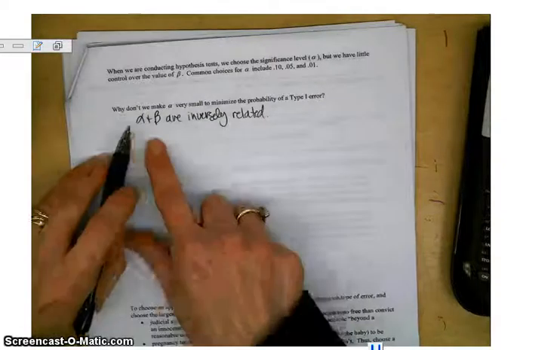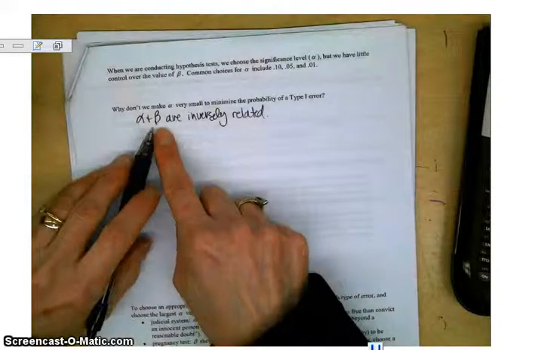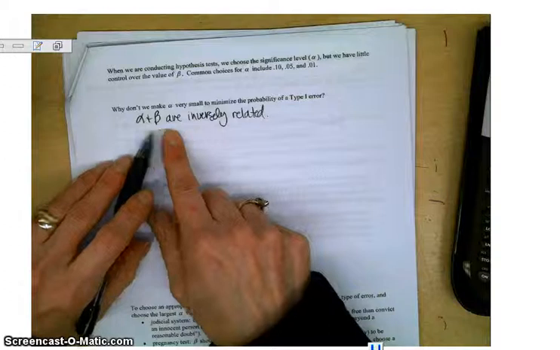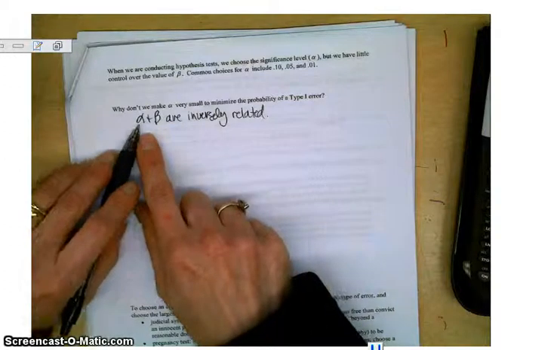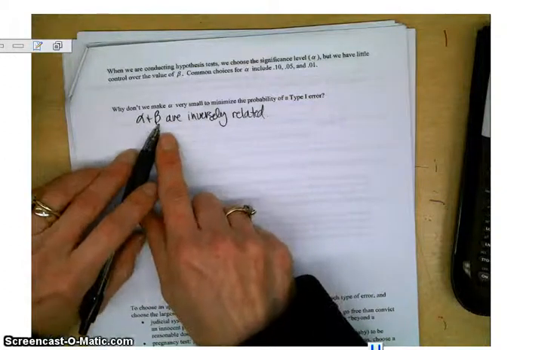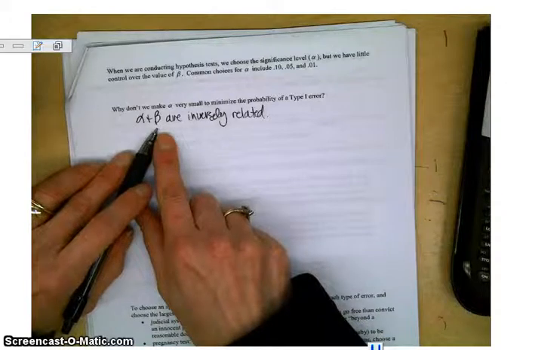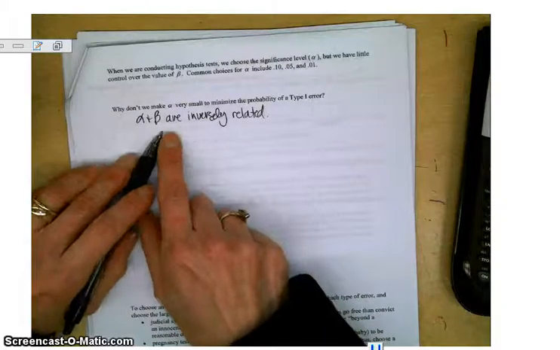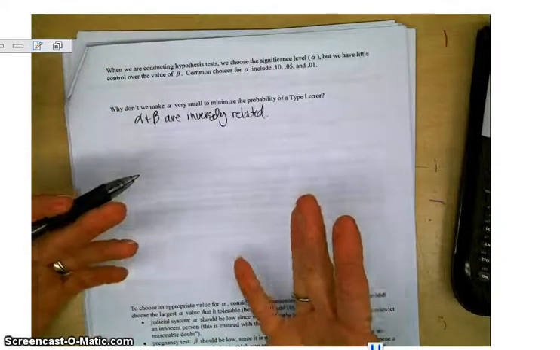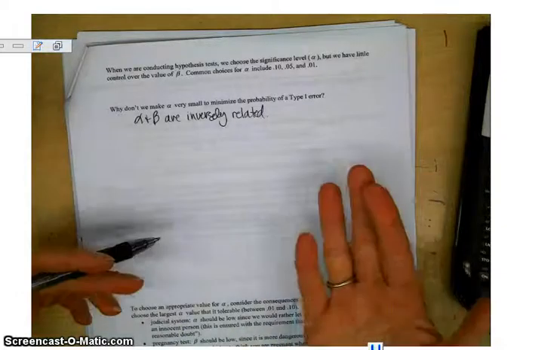So if you try to make alpha as small as possible, then beta is just going to get bigger. The smaller you make this, the probability of a type 1 error, this is the probability of a type 2 error. If you make this smaller, this gets bigger. If you make this bigger, this gets smaller. So you're never going to fully eliminate your errors. You're always going to have a probability of an error. But you just have to decide in your situation which is worse. What type of error is worse?